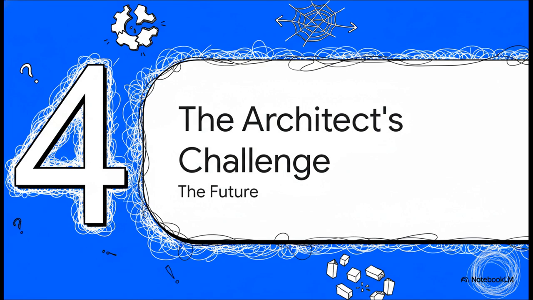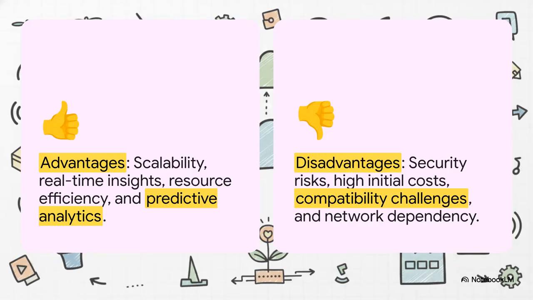But, and this is a big but, building this connected future is not easy. For all of its power, this architecture comes with a really complex set of trade-offs and challenges that someone has to figure out. On the one hand, you get these incredible benefits like efficiency and being able to predict problems before they happen. But on the other hand, every single connected device is a potential security risk. There are high costs to get started, and the whole system depends on having a reliable network connection. It's a constant balancing act.